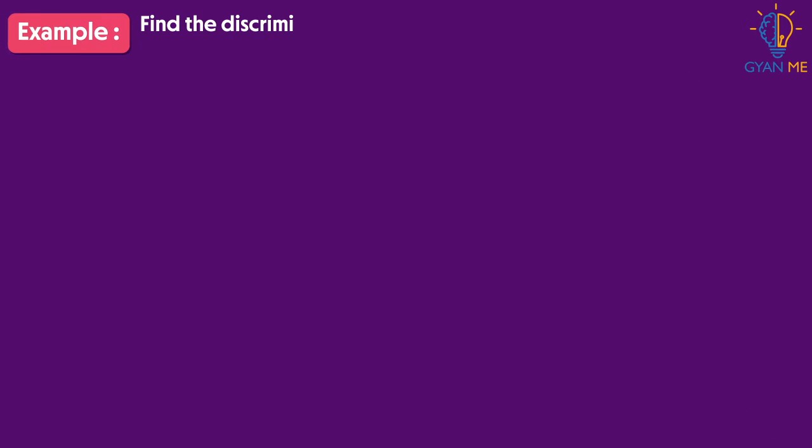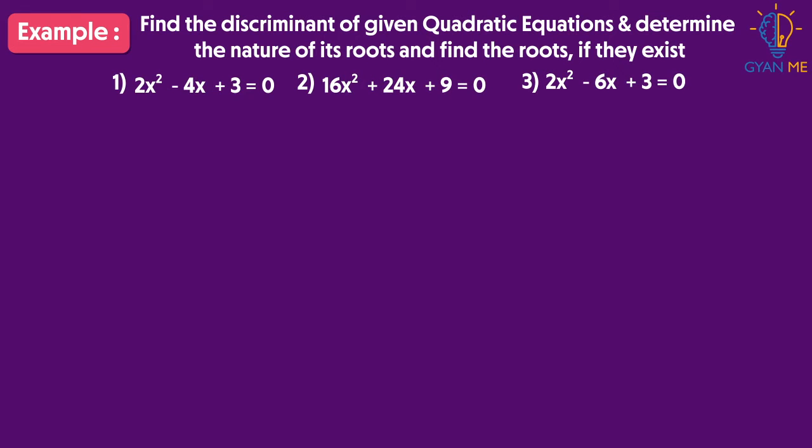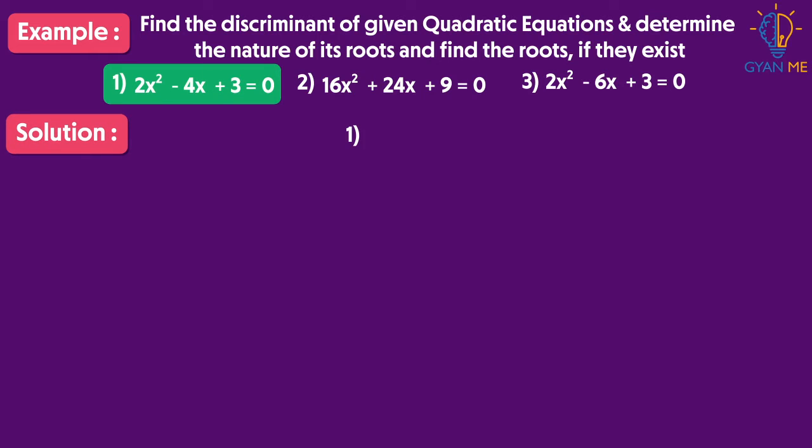Let us understand this better using an example. Find the discriminant of the given quadratic equation and determine the nature of its roots, and find the roots if they exist. Let us consider the first quadratic equation 2x square minus 4x plus 3 equal to 0. Calculate its discriminant D using the formula b square minus 4ac.